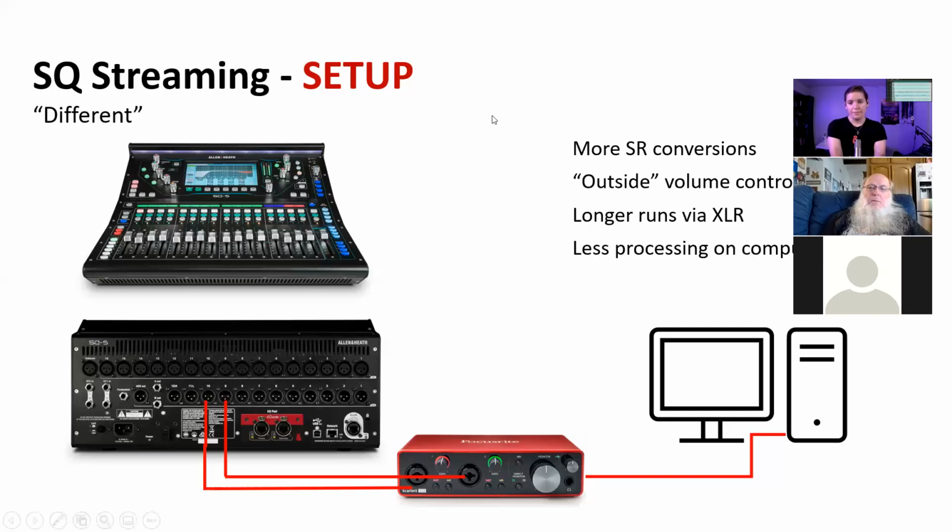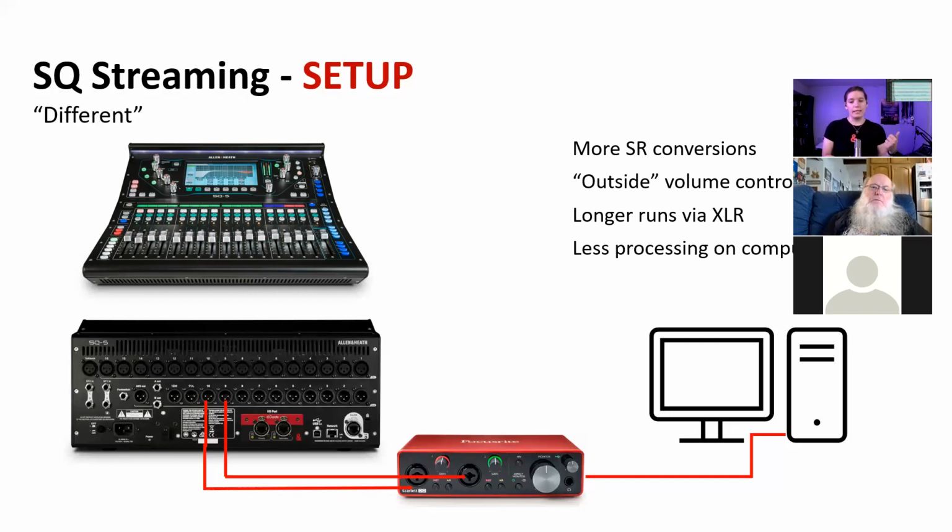So when you come out of the console over XLR, it's being converted. And if you go right into another interface, that's another conversion. So you're having lots of different conversions here, which may or may not be audible or detrimental. The phrasing is kind of delicate. I'll just say that having more sample rate conversions means you're going to have more variables, and that's more to look out for.